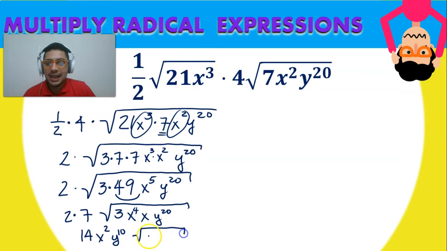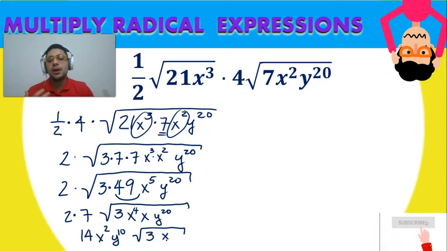So you're left with 14x squared y to the power of 10 multiplied by the square root of 3 times x. So remember that 3 is not a perfect square, so it stays inside. That x, the exponent, is not divisible by 2, so it has to stay inside, right?